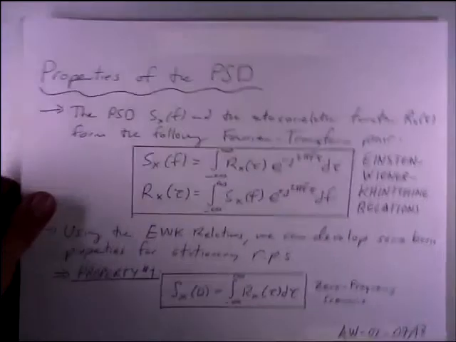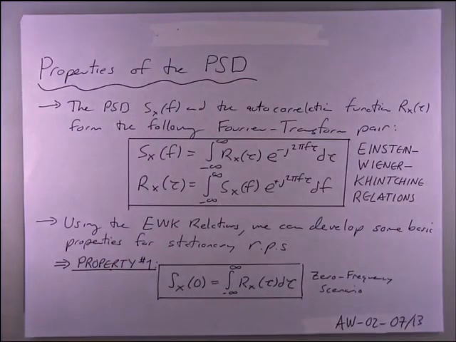Okay. So let's look at the properties of the PSD. And this is really cool. What happens is there's something called the Einstein-Wiener-Khinchin relations. And what these relations do, the EWK relations, is the following.